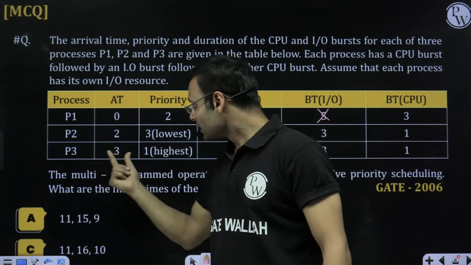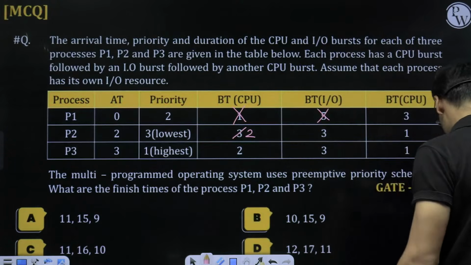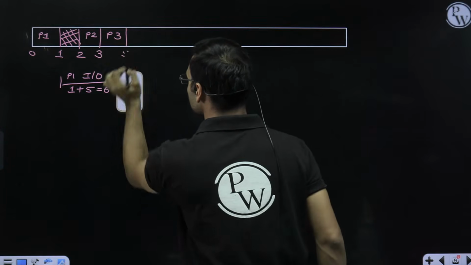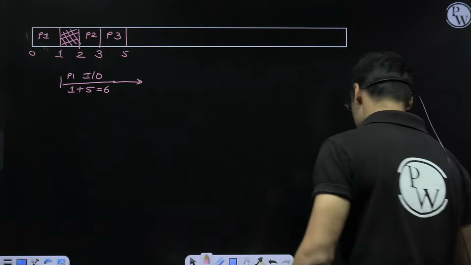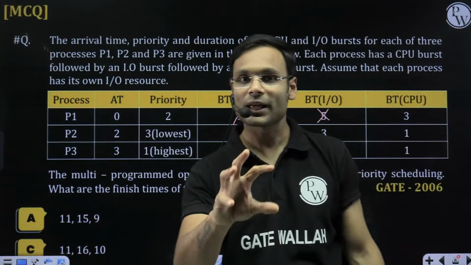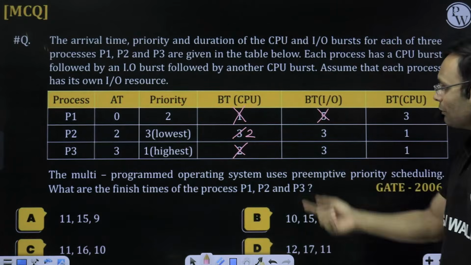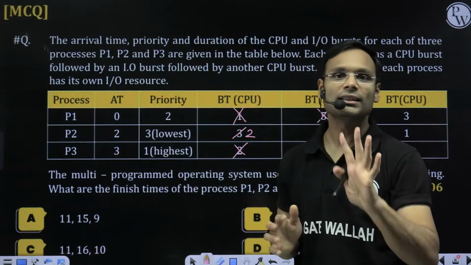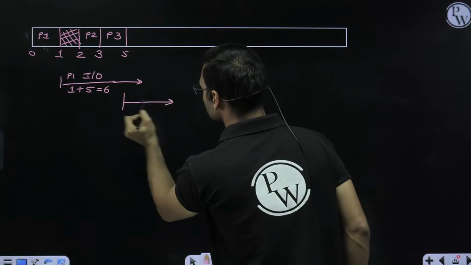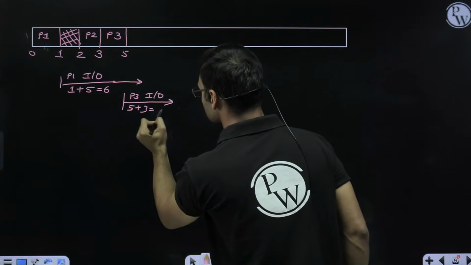At 3, P3 arrives, which is the highest priority process. The lowest priority process P2 is preempted. Now look at this. What happens? P3 I will completely execute just because it is the highest priority process. Other processes will not preempt it. So P3 completes till 5. Once P3 completes, after that it will go for IO for 3 duration. 5 plus 3, till 8.